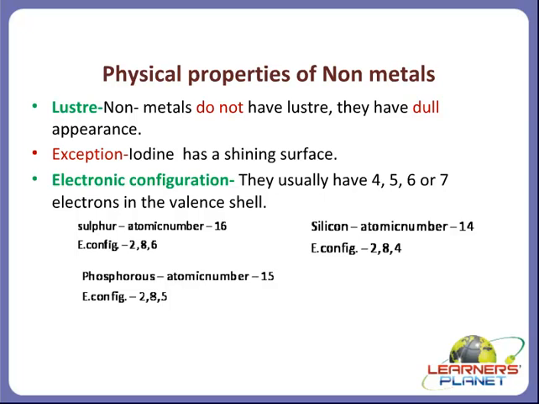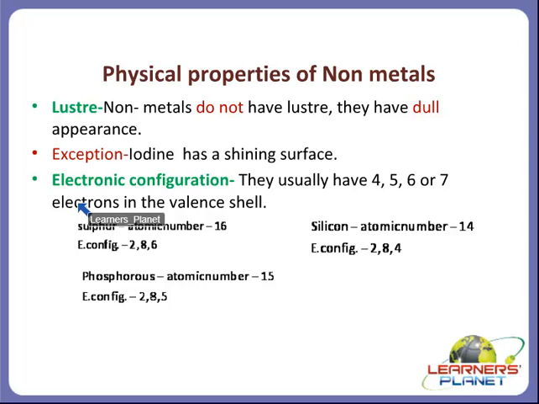Whereas non-metals have a large number of electrons in their valence shell, that is either 4 or 5 or 6. So they are not free, so they have a dull surface. But here there is again an exception. What is it? Iodine. It has a shining surface. Right? So this is an exception here.